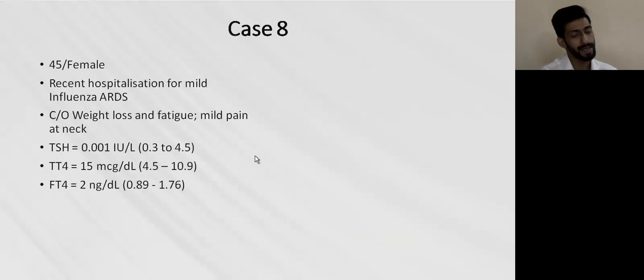Now, next case. 45, female, recently admitted in our ward and discharged with influenza, had a mild ARDS, didn't go to ICU. She's now come after probably a couple of weeks, 4 weeks later to my OPD, maybe, with weight loss and fatigue. And she's saying she's got mild pain at the neck. TSH is 0.001. Free T4 is 2. And your total T4 is slightly elevated at 50. Okay.